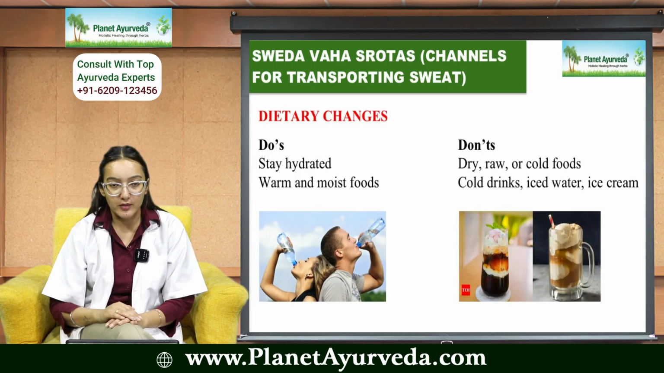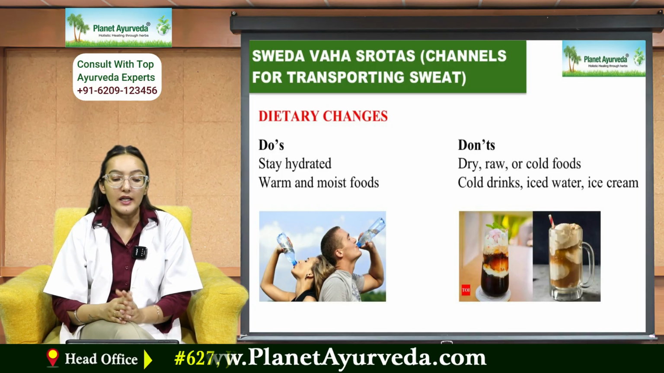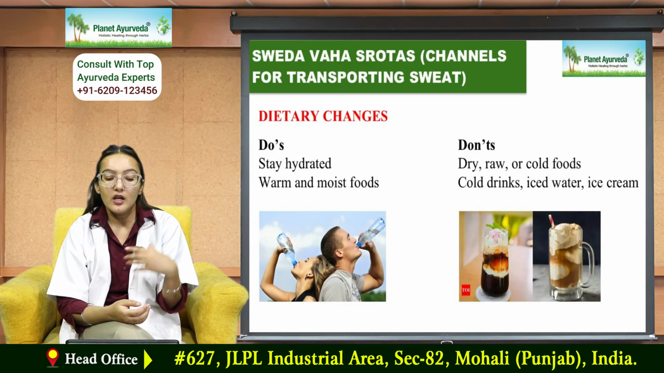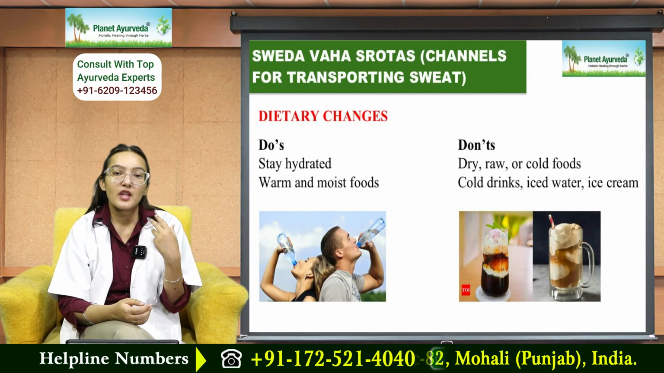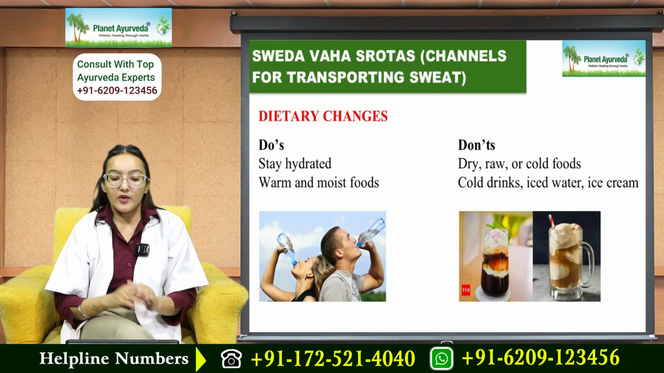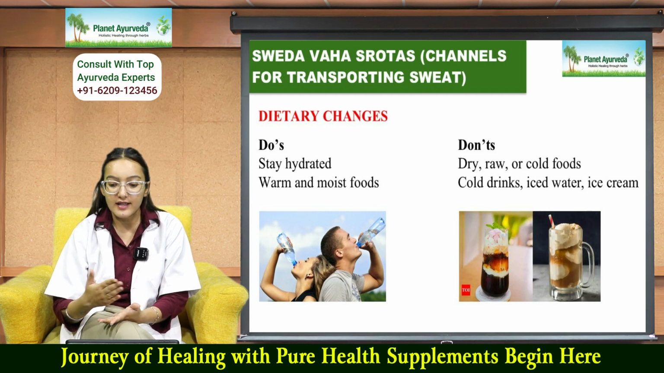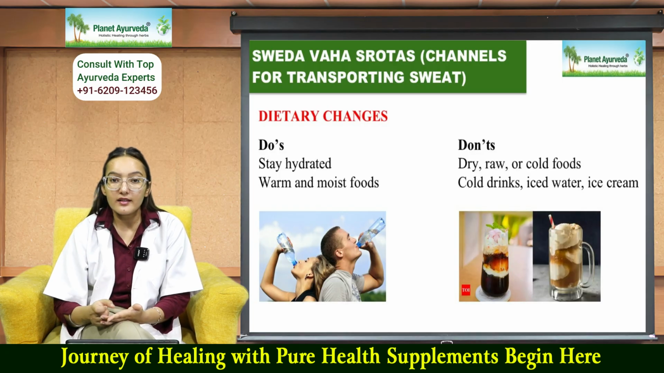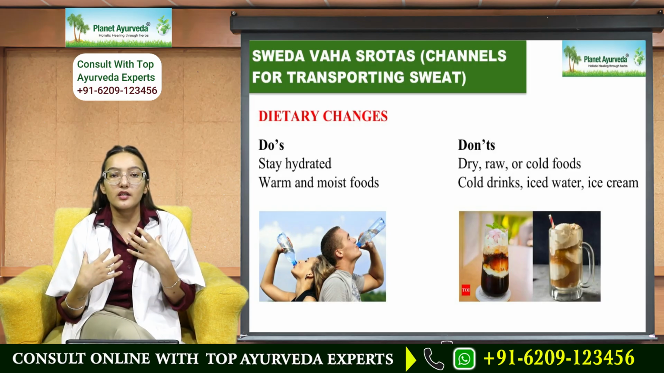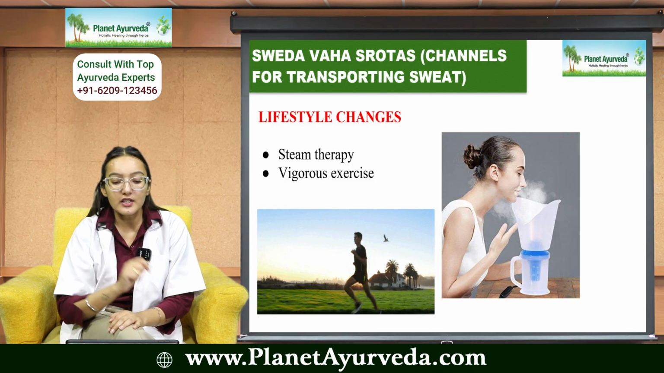What kind of dietary changes may one have to make? It is basically related to the Pitta dosha, so one should take food items that balance and reduce the Pitta dosha. We ask them to take cooling things, stay hydrated and take warm and moist foods. They should avoid dry, raw or cold foods, cold drinks, iced water and ice cream, because these things will vitiate the Pitta dosha. So whenever there is heavy sweating, we need to make sure to avoid these things.